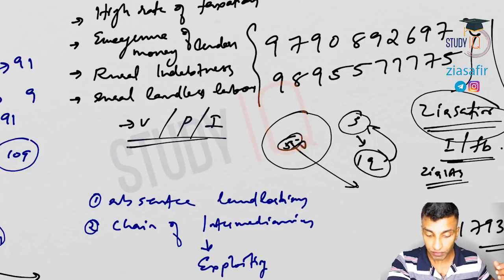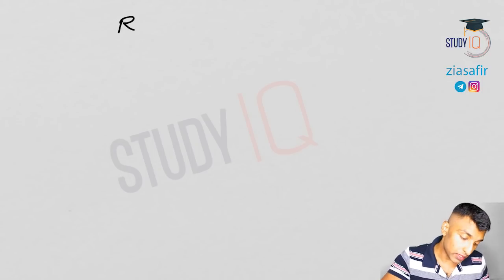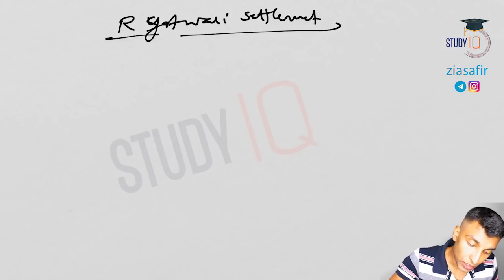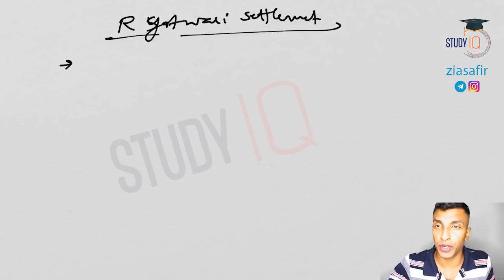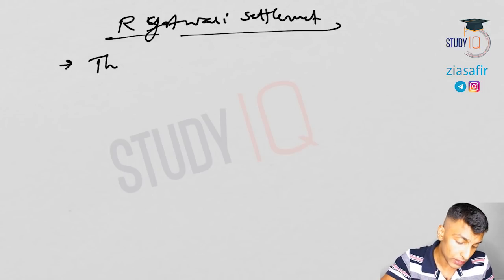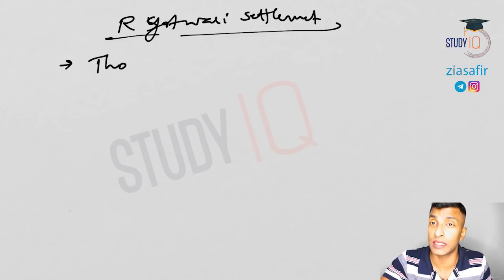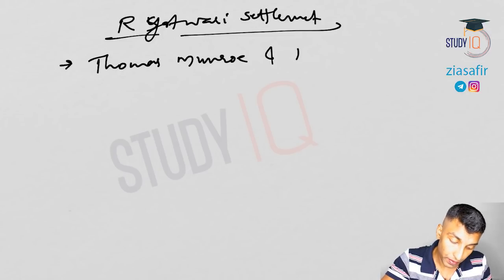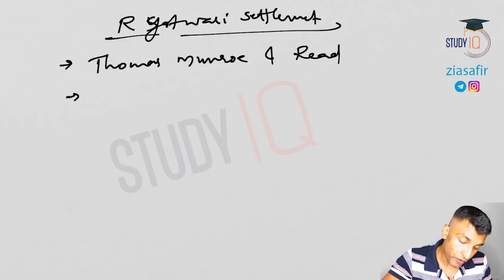Okay. Now after this, so that's about permanent settlement. Now let's quickly discuss the Ryotwari settlement. Okay. Ryotwari settlement. So who introduced this? This was actually introduced by Thomas Munro and Reed. This was actually a question in prelims 2017, a recent one. Thomas Munro and Reed.